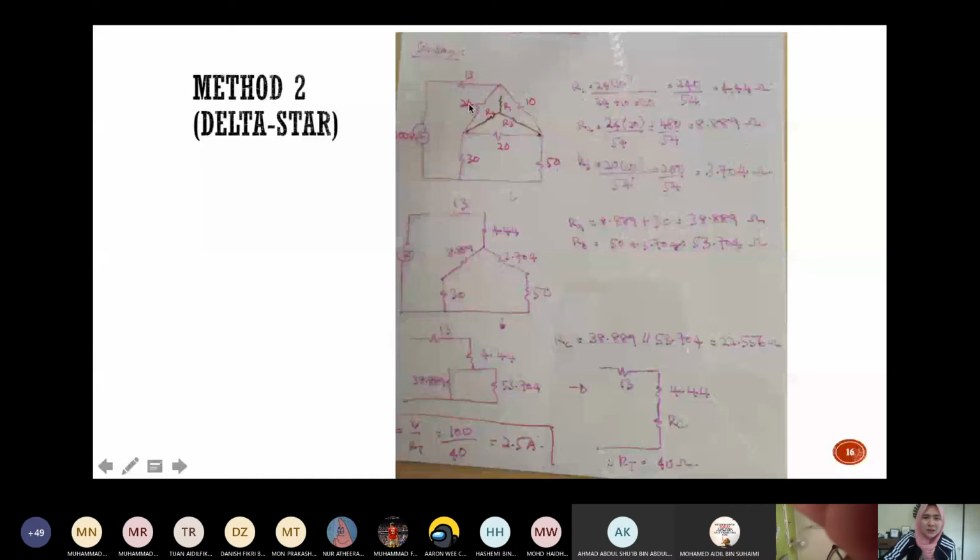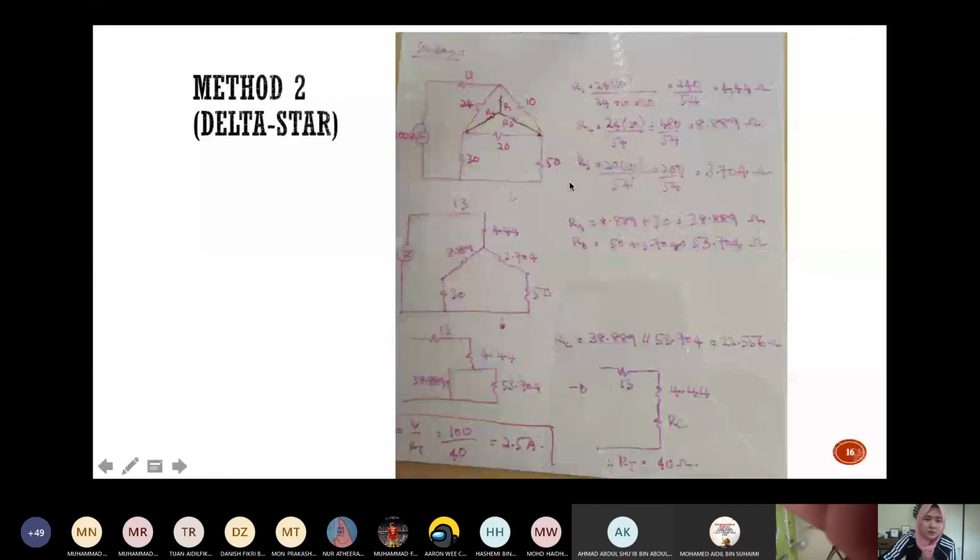Okay, so roughly, from this delta network, it changes to the star network. So you need to find R1, R2, and also R3. Using the formula, you will get R1, R2, and R3. Then you redraw this part of the circuit, so you will get a circuit like this. Then you can find the R equivalent step by step: R equivalent 1, R equivalent 2, and so on.